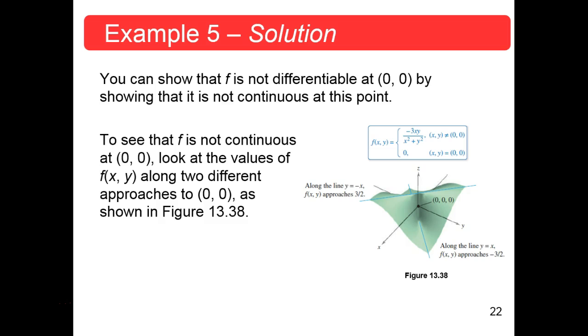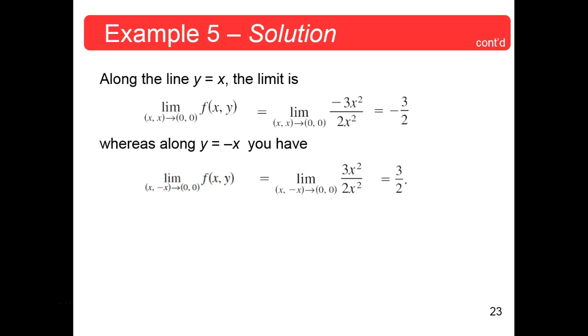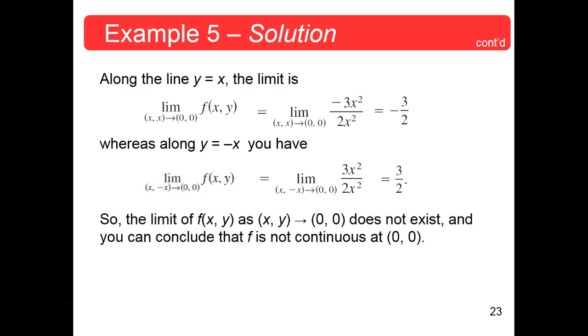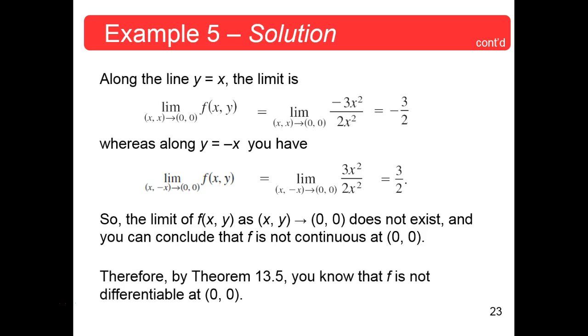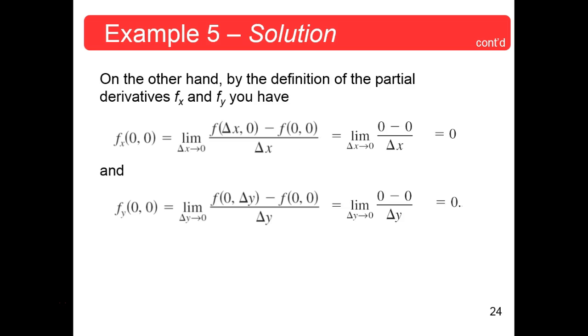But now here's the part I haven't figured out yet. Okay, we've done that part. So the limit of f of x, y as x, y approaches 0, 0 does not exist, and you can conclude that f is not continuous at 0, 0. Therefore, by theorem 13.5, you know that it's not differentiable at 0, 0. Yeah, we could have guessed that.